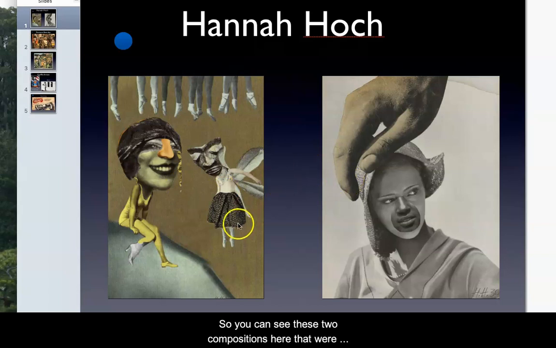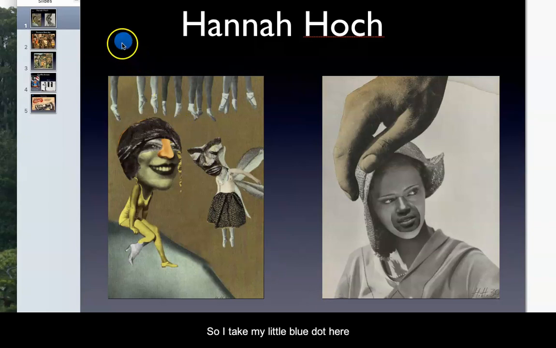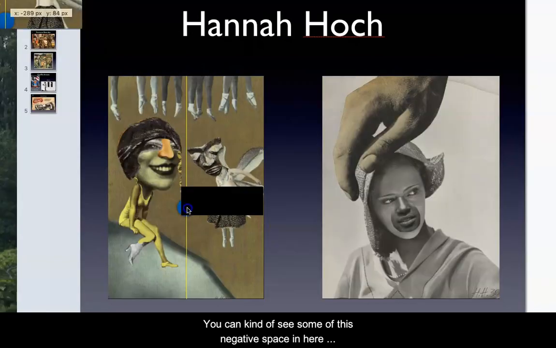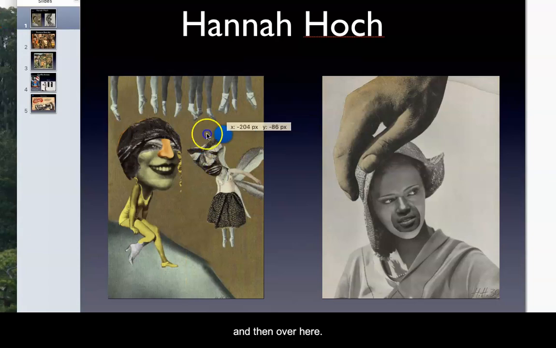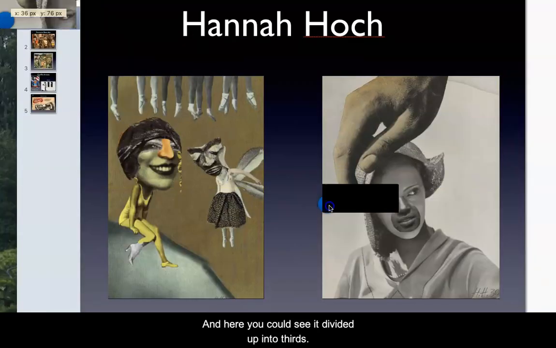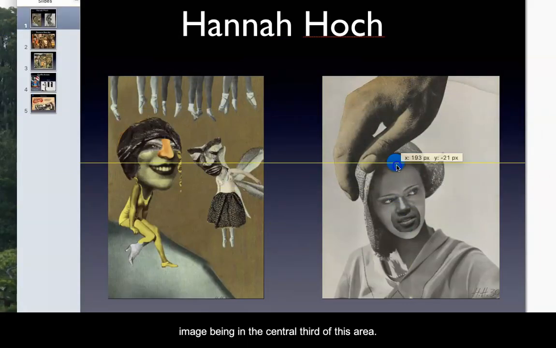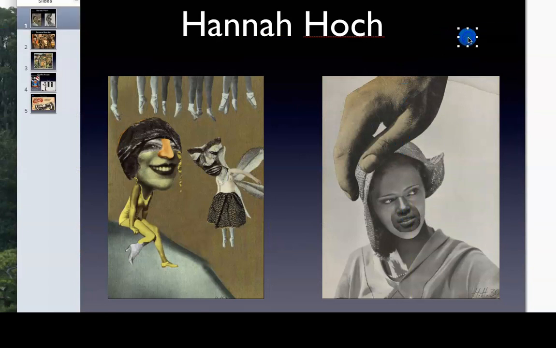So you can see these two compositions here that were done by collage. One of the things I want to look at is she uses positive and negative space. She limits the image so that you do see a lot of the background, or the negative space. So if I take my little blue dot here, you could see some of this negative space in here and then over here. And here you can see it divided up into thirds. So this is one third, and then this is the second third, with the image being in the central third of this area.